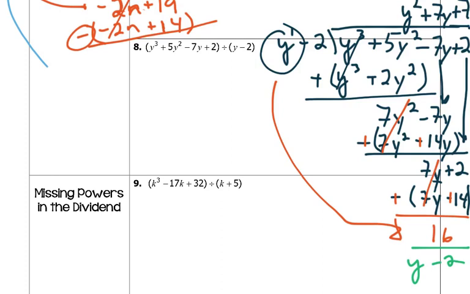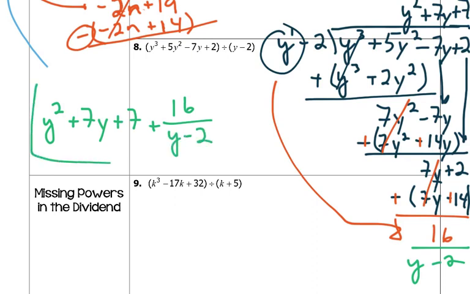So let's write out the final answer for this problem. y squared plus 7y plus 7 plus 16 over y minus 2. Sheesh. All right, so that's doing long division.